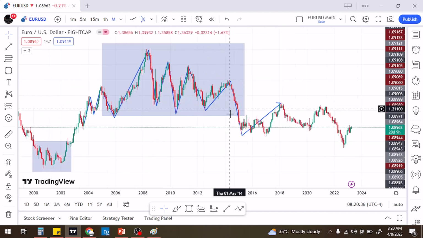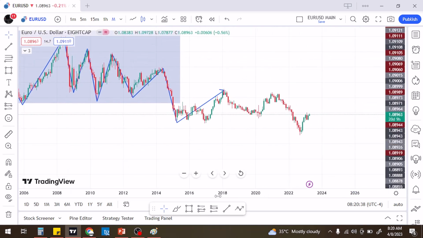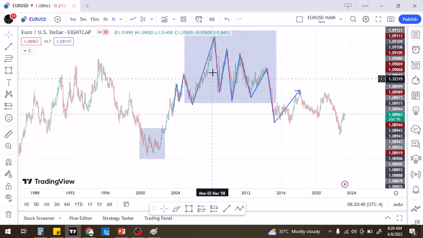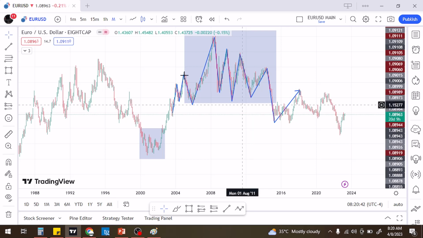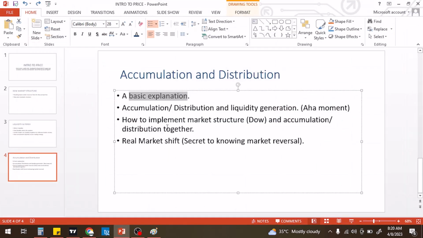I personally trade a 1 minute time frame, so you should also be able to execute this on the 1 minute time frame. Now, yeah, this is what a distribution looks like right here. Okay, yeah. So let me go back to my board.